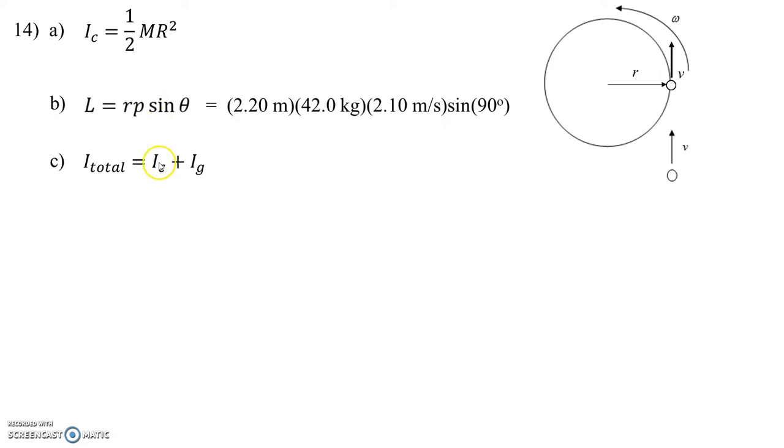So it's the moment of inertia of the carousel plus the moment of inertia of the girl. We already have the moment of inertia of the carousel. Her moment of inertia is just going to be mr squared. You should have no trouble getting the combined moment of inertia of 813 kilogram meters squared.